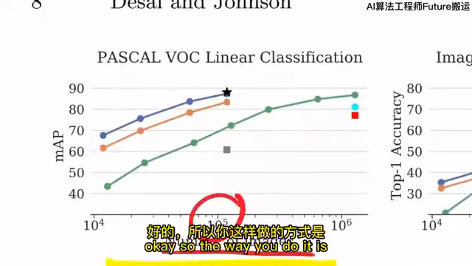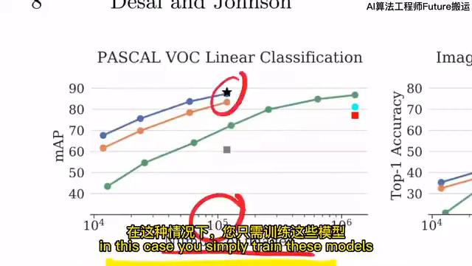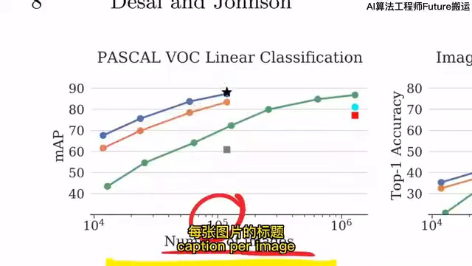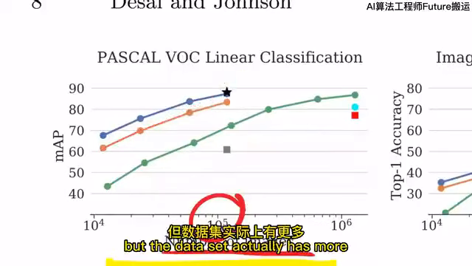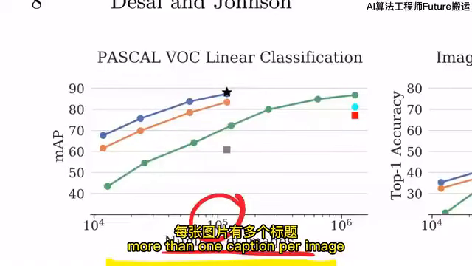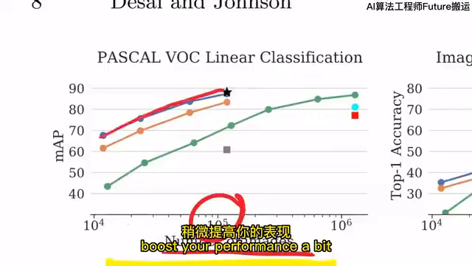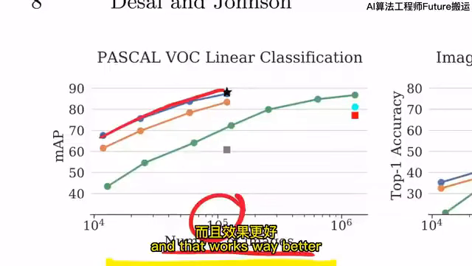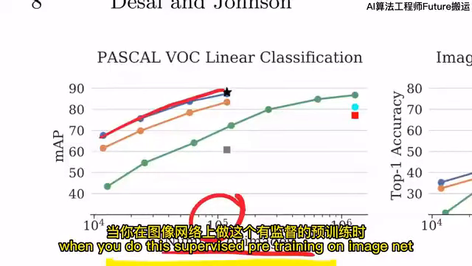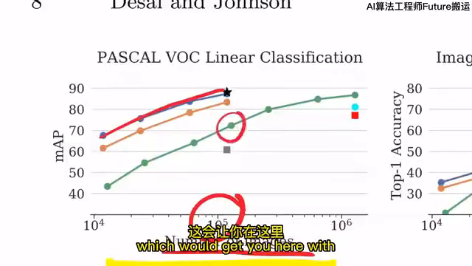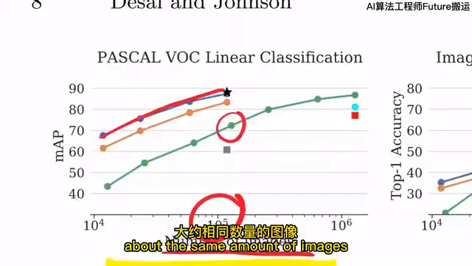Okay, so the way you do it is, in this case, you simply train these models. Now the brown one is when you take one caption per image, but the dataset actually has more than one caption per image. So when you use more than one, you can still boost your performance a bit. And that works way better than when you do the supervised pre-training on ImageNet, which would get you here with about the same amount of images.